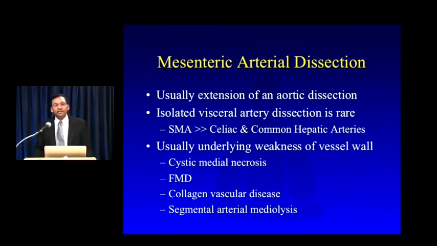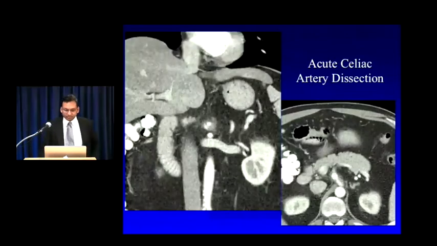The most commonly affected vessel to have an isolated dissection, in the visceral arteries at least, is the SMA, and you can see them once in a while in the celiac and common hepatic arteries as well. And when you do see an isolated dissection of a visceral artery, these patients are not normal. There almost always is some underlying weakness of the vessel wall, whether it's cystic medial necrosis, fibromuscular dysplasia, collagen vascular disease, or segmental arterial medial lysis.